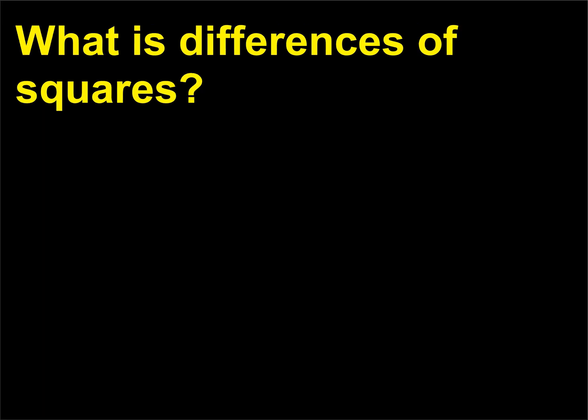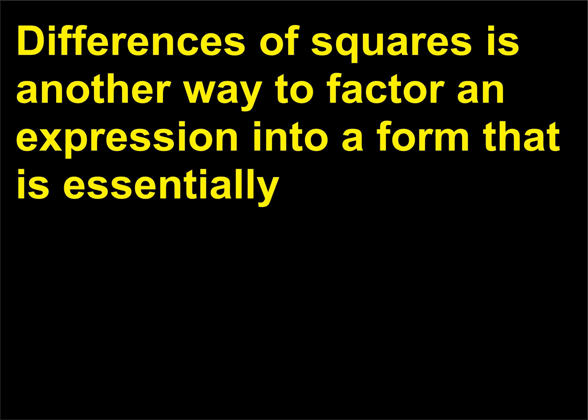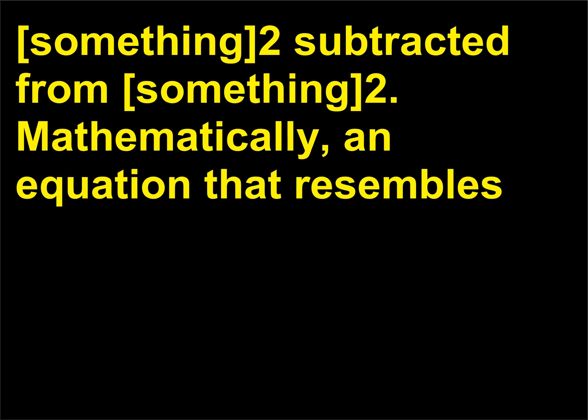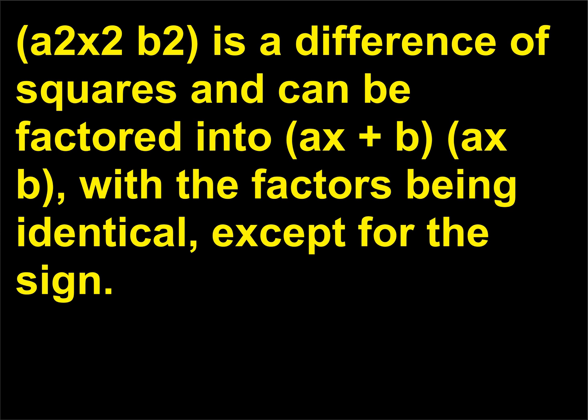What is difference of squares? Difference of squares is another way to factor an expression into a form that is essentially something squared subtracted from something squared. Mathematically, an equation that resembles a²x² − b² is a difference of squares and can be factored into (ax + b)(ax − b), with the factors being identical, except for the sign.